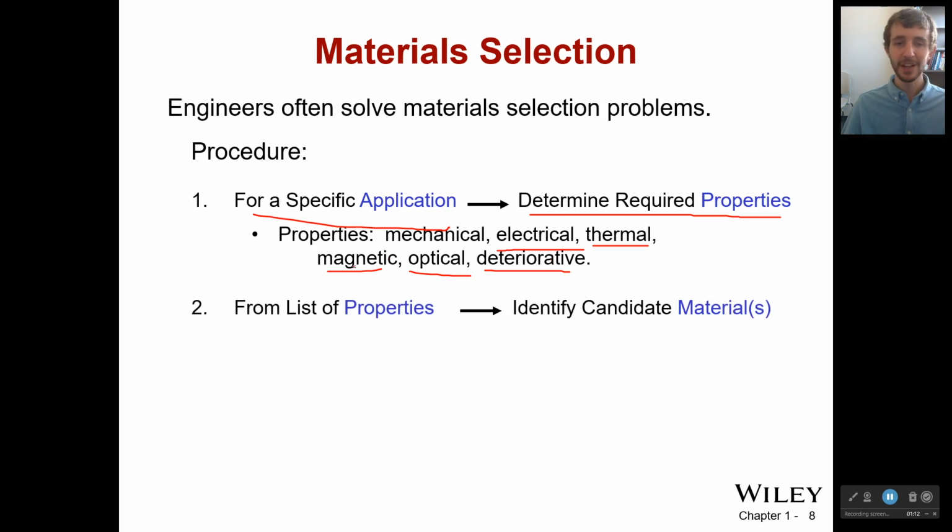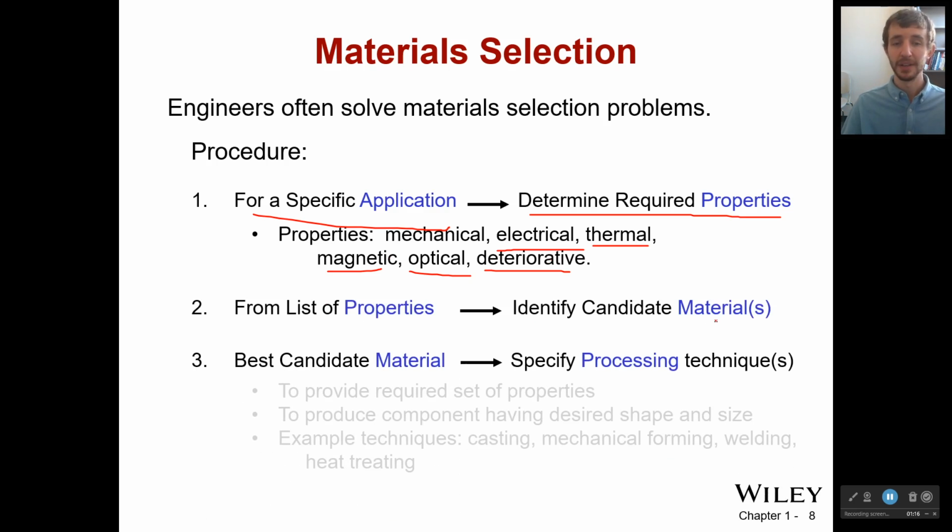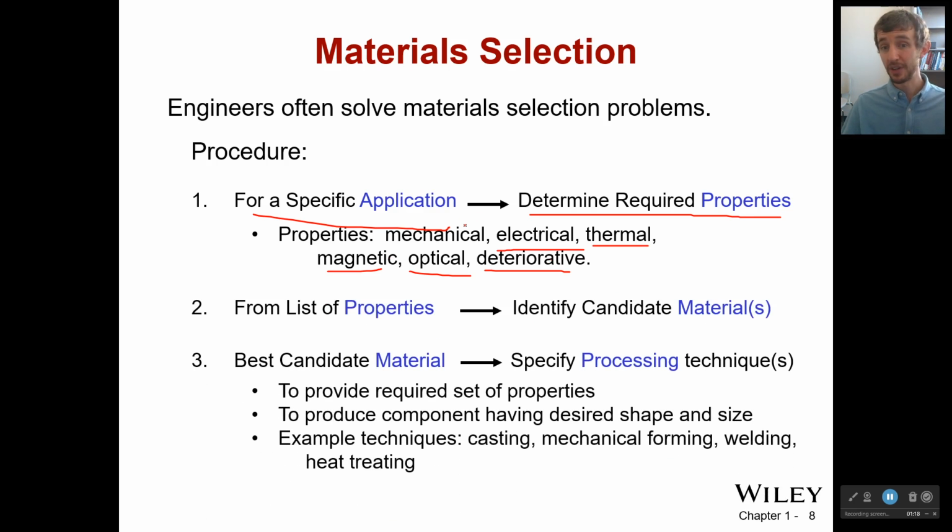Now, for this list of properties, you identify candidate materials. For example, if you want something very strong, plastic's probably not going to work for you. If you need something with a very high thermal conductivity, that's not going to be plastic, not going to be ceramics. But metals are very highly conductive and they're strong.